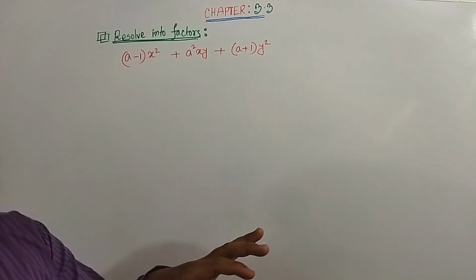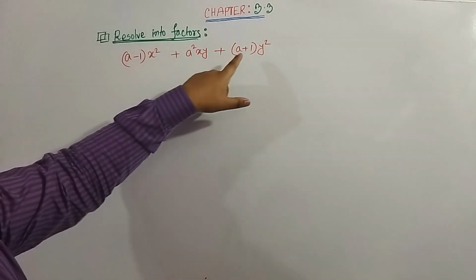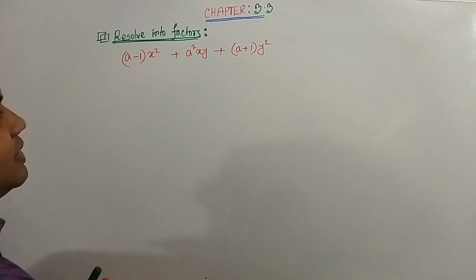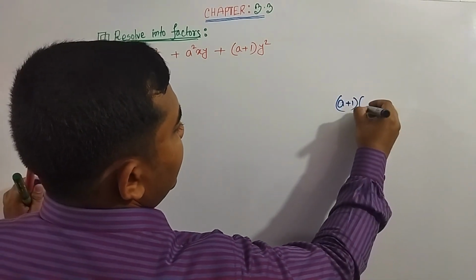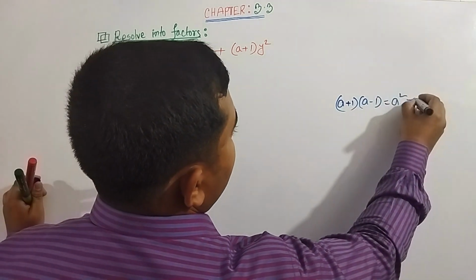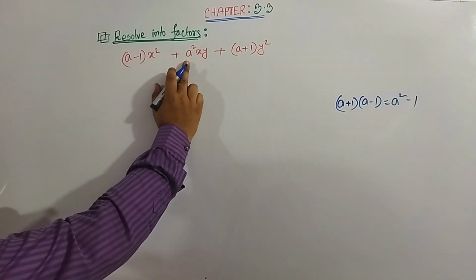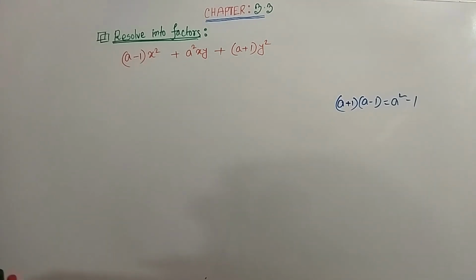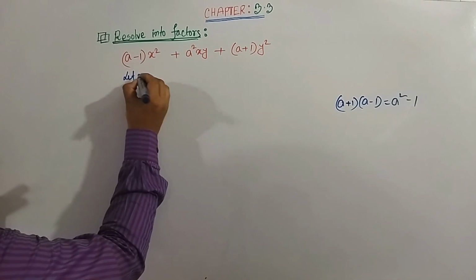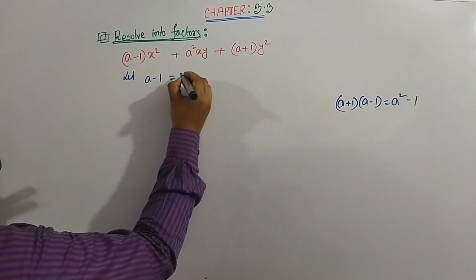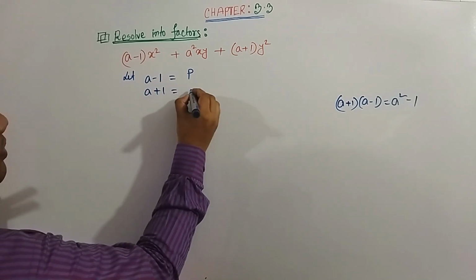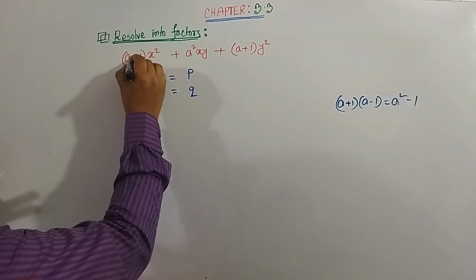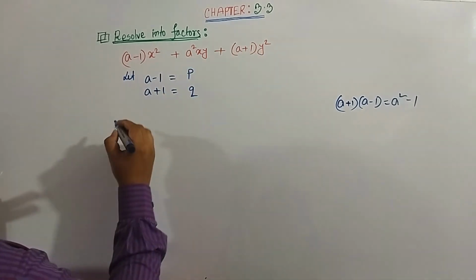When we are going for the middle factor, we should multiply these two, isn't it? If we multiply these two, then what do we get? We get a plus 1 into a minus 1 equals a square minus 1. But here we need only a square. That's why we can solve this by another way: let a minus 1 be, for example, p, and a plus 1 be, for example, q.